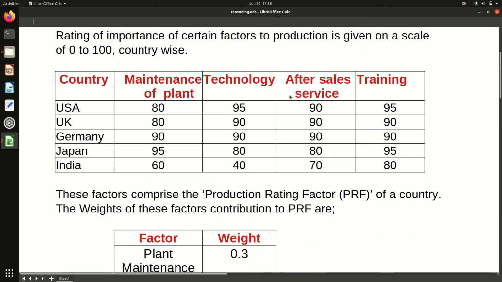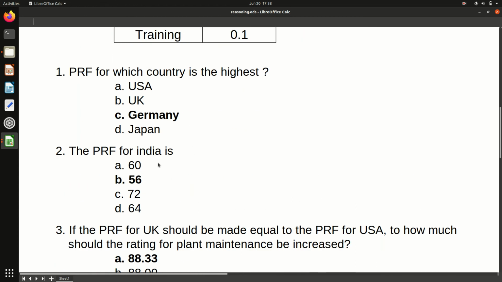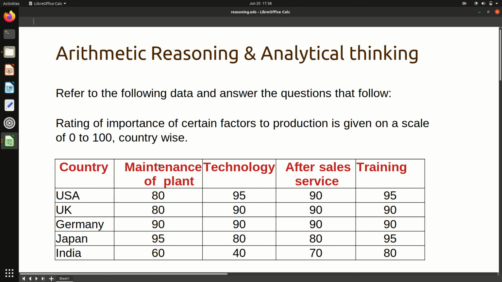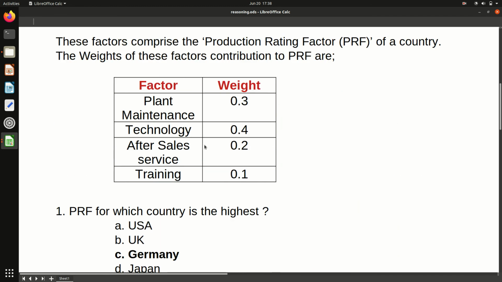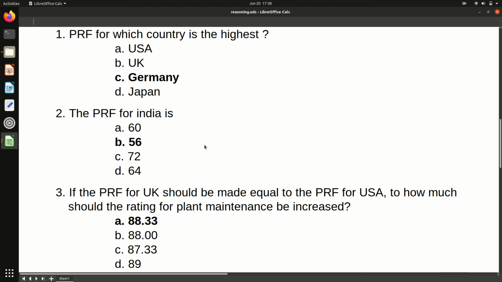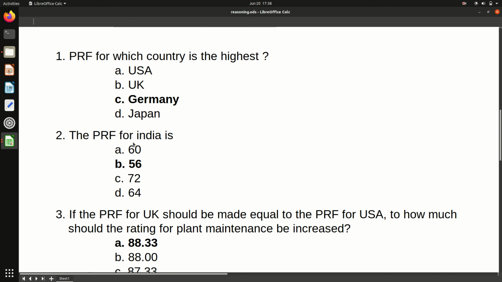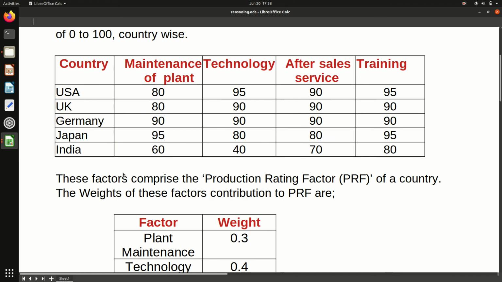Once you understand this data, all these will be just a piece of cake. So let us recap all these things. In simple words, all these 4 questions are asking for PRF. It means we have to calculate PRF, then everything will be easy. To calculate PRF, these factors comprise the production rating factor of a country. So these are just ratings, but there is a factor also.